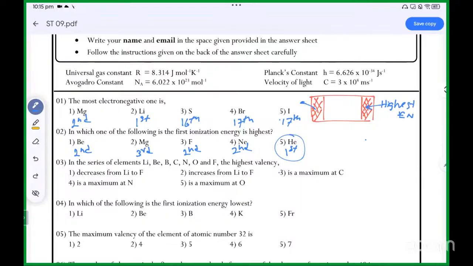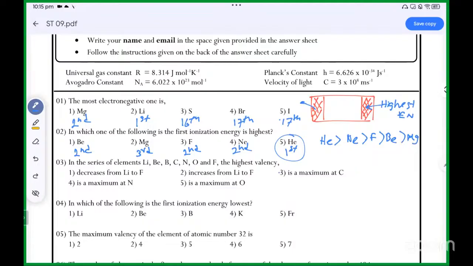Now, if you want to arrange this in increasing order further, helium has the highest ionization energy. Then out of these four, we need to check the second period. In the second period, we have neon as the highest. Then we have fluorine. Then we have beryllium. Finally, we have magnesium, which has the lowest first ionization energy.